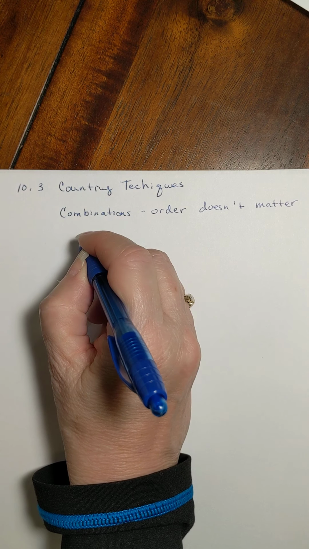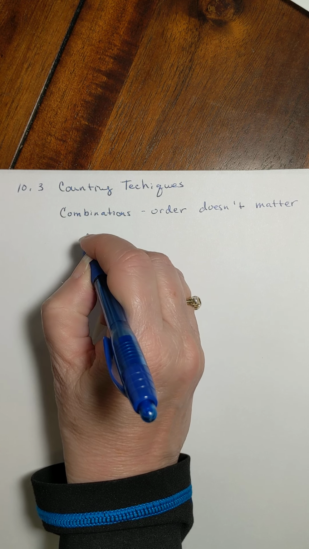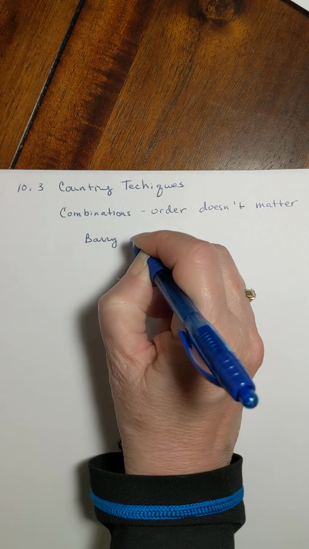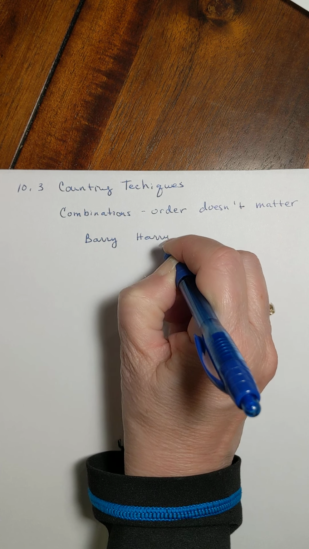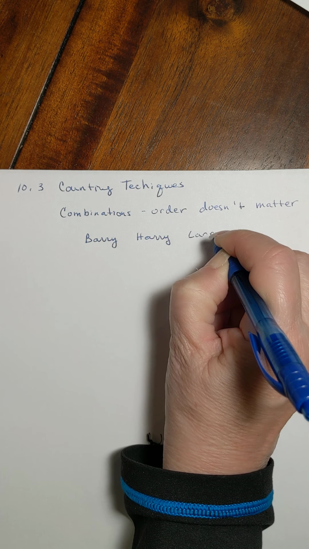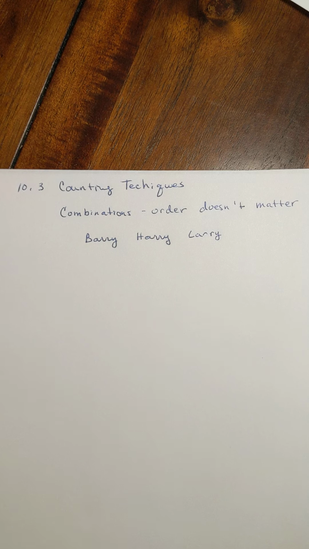All right, so now we're going to talk a little bit about combinations where the order doesn't matter. So this would be things like we're picking a committee of people. So let's say that I have 3 people. I have Barry, Harry, and Larry. All right? And I want to choose 2 of them.